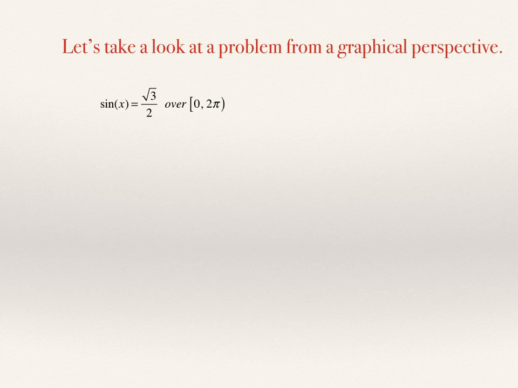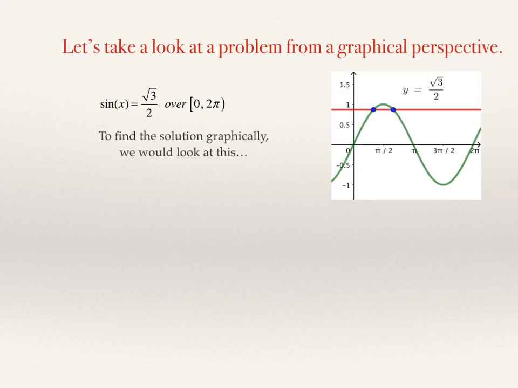So when we take a look at a problem like this, that the sine of x equals root 3 over 2 over the interval 0 to 2 pi, we know how to do this by hand, but let's just think about what the graphs look like for a second. So if I were to graph the sine of x, that's the green curve there, and the red line represents y equals root 3 over 2, we can see that what we have here is two intersection points. Now, we know from our knowledge of the unit circle that sine of x is going to equal root 3 over 2 in both the first and second quadrants, and that shows up on the graph, just to the right and left of pi over 2. We can see those two solutions.